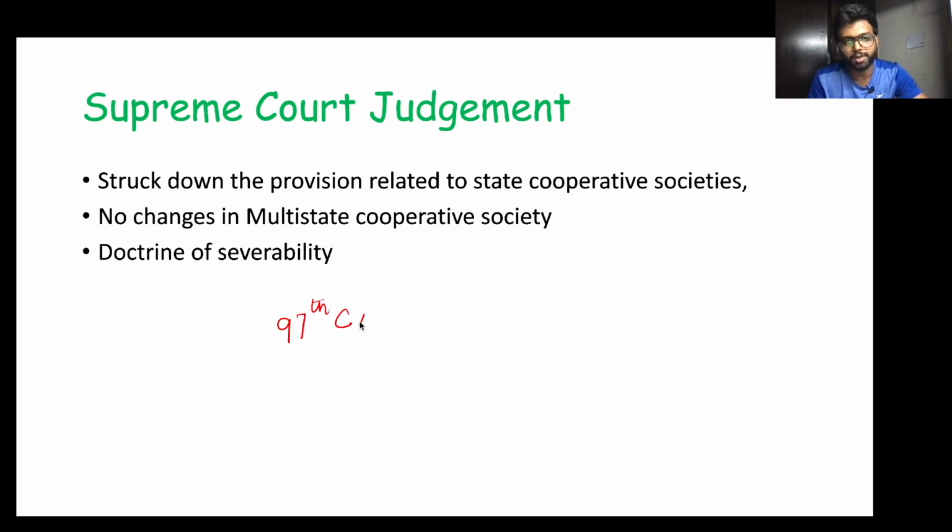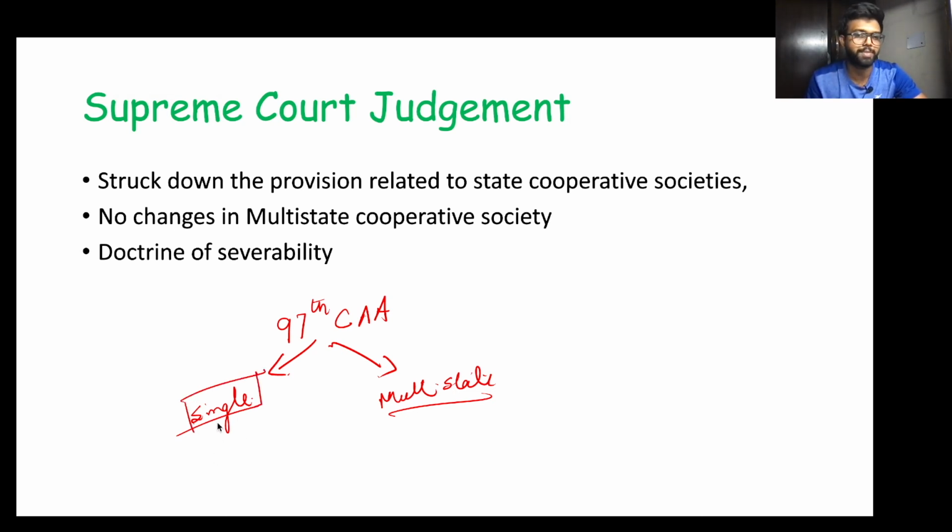The 97th Constitutional Amendment Act talks about two kinds of cooperatives: the single state cooperatives and the multi-state cooperatives. A single state cooperative means any cooperative which is operating in a particular state, only in a single state. Multi-state means a cooperative society which is operating in two or more states. So the Supreme Court said that this 97th Constitutional Amendment Act is dealing with the cooperative societies which are mentioned under entry number 32 under the State List, which means states have the power to legislate over the cooperative societies.